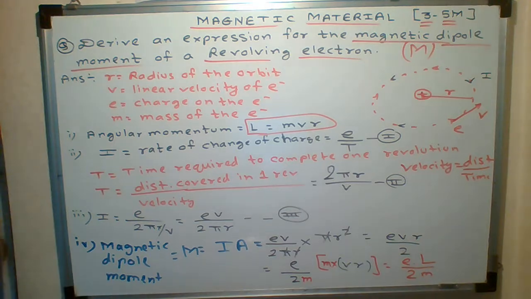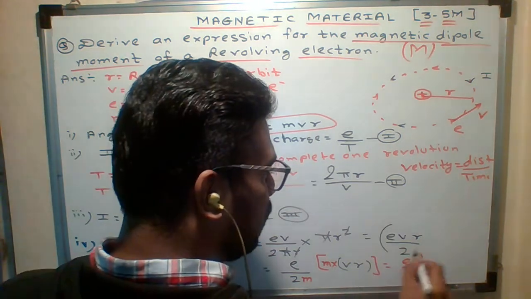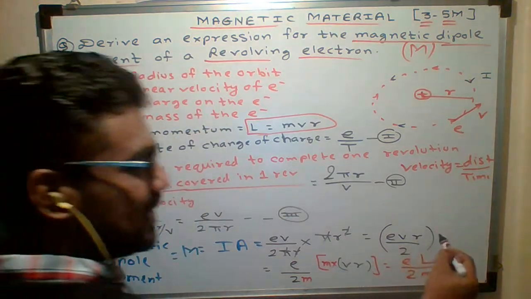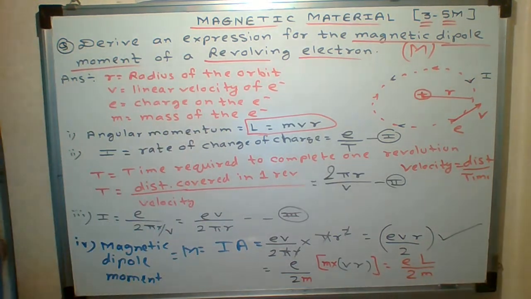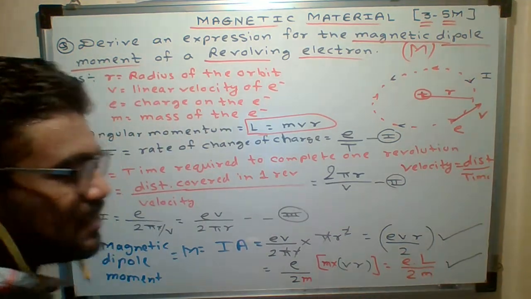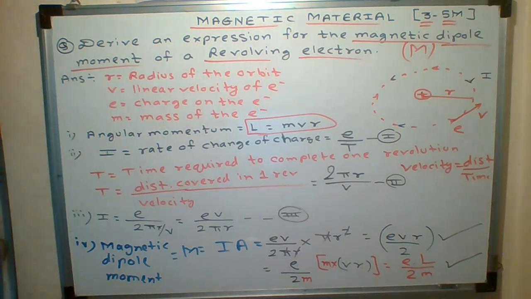There are two formulas. If information about E, V, R is given, then apply the first formula. If information about angular momentum, mass and E is given, then apply this formula. So there are two formulas of magnetic dipole moment. Hope you understood. Please copy.